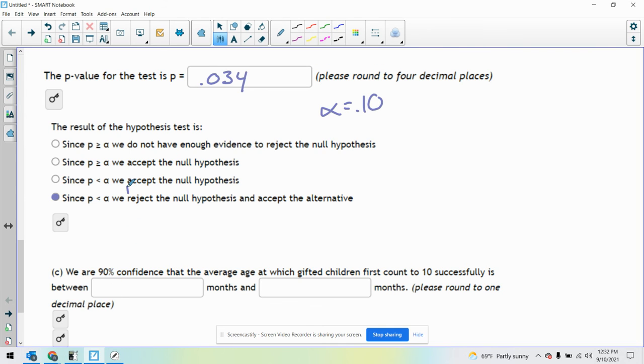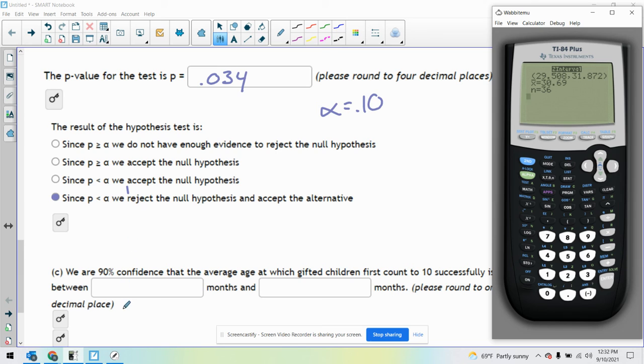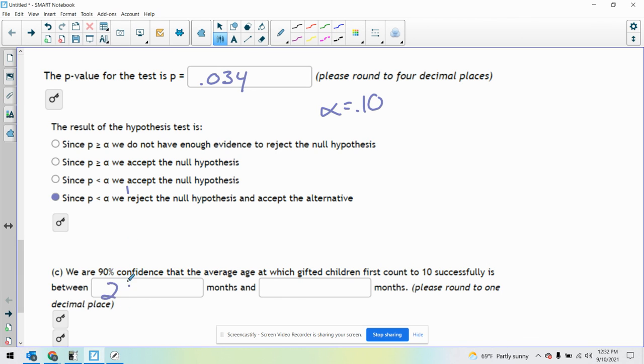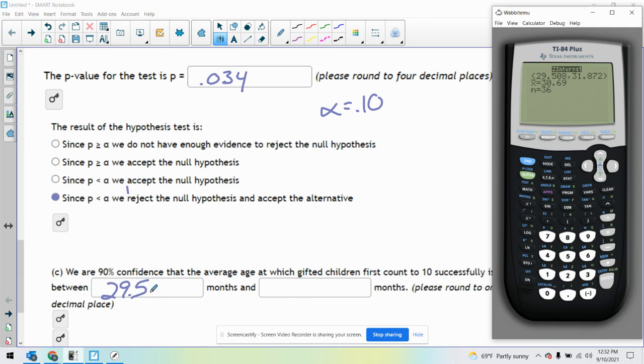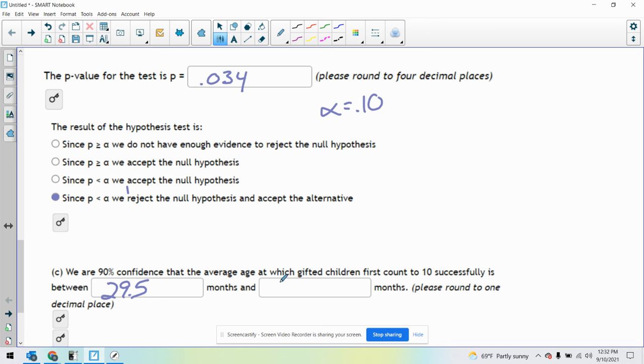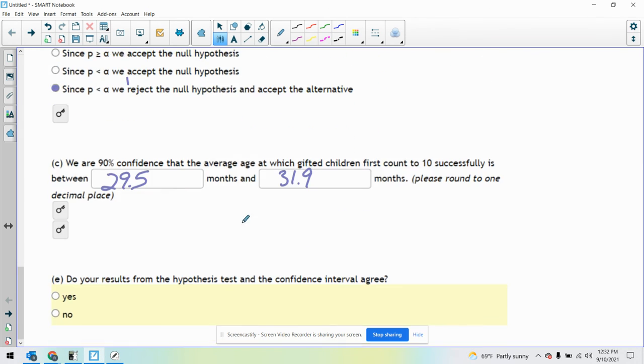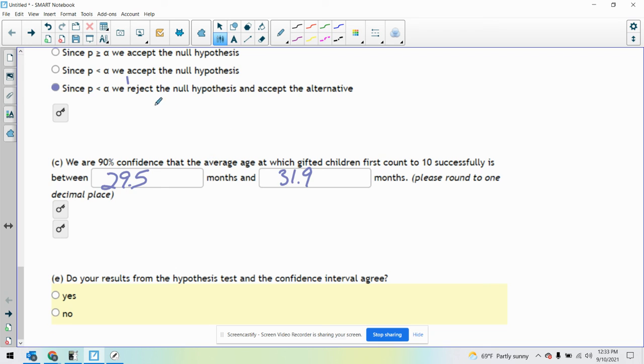This is going to be to 1 decimal place. So this will be 29.5 to 31.9. Both of these numbers are less than 32. So if we're 90% confident that the actual average is between these two numbers, that's the same thing as saying we know it's less than 32. So they do, in fact, agree.